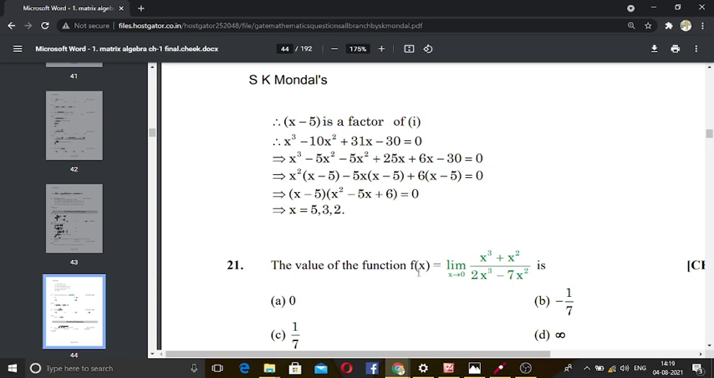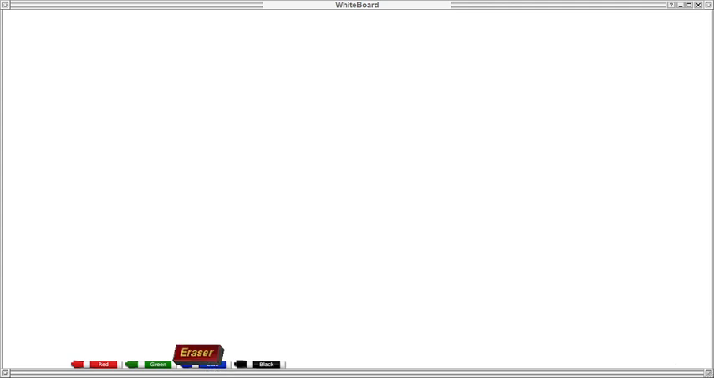You have to find the value of the function: limit as x extends to 0 of x to the power 3 plus x square by 2x cube minus 7x square. You have to solve this question. I think this question has been asked in the civil engineering branch. Yes, civil engineering. So you have to solve this question.